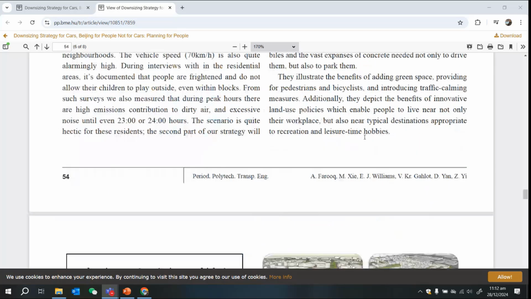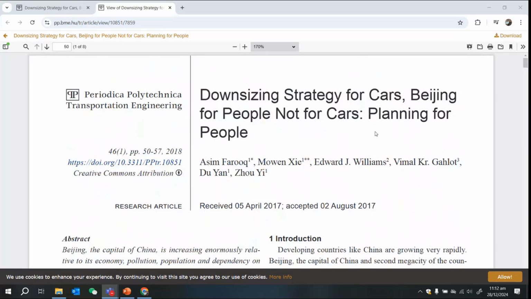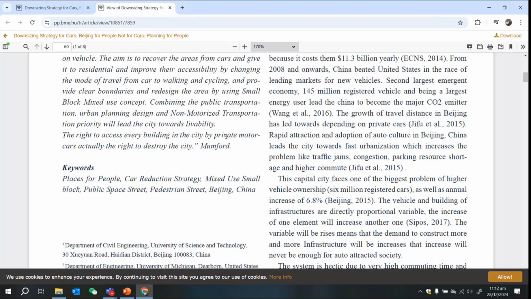But it's important that your planners are qualified and their capacity is built in a way where they can push and come up with such creative steps. The first thing you need to understand: the right to access every building in the city by private car is actually the right to destroy the city. The second thought is that if you want to assess how mature a nation is, do not look at whether they have McLaren, Ferrari or Lamborghini. See if the rich and elite class is using the local public transportation system. That is how you can judge how mature they are.